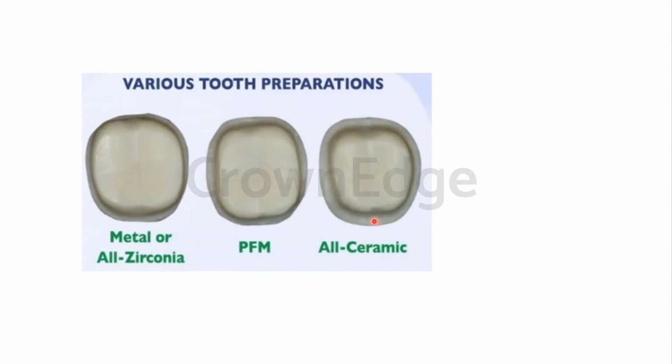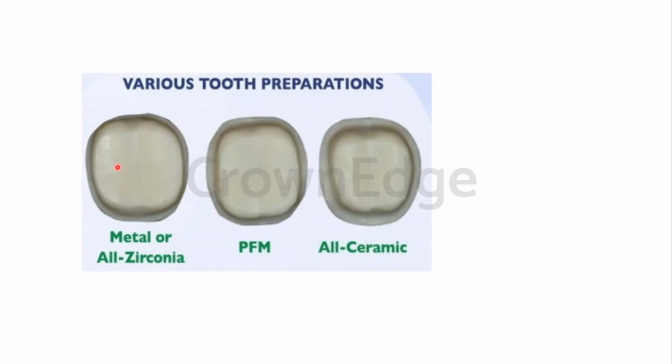When I'm talking about an all ceramic, it is shoulder all around. So based upon the type of crown that is going to be fabricated, your tooth preparation is also going to change. Your finish lines are also going to change. As you can see, a metal does not require so much amount of preparation, right? A PFM requires slightly more.